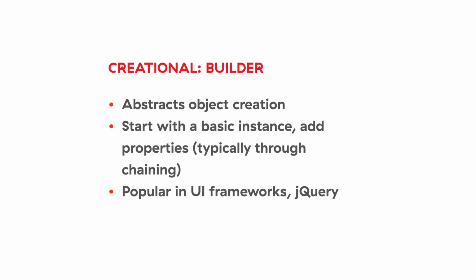And the third creational pattern I'll be talking about, and my favorite one of the lot, is the builder. So what does a builder do? It also abstracts over creation, makes it more simple. And you start with a basic instance. For example, you start with a model which just has some text. And then you use method chaining to attach some properties to it. And it's very popular in UI frameworks, in jQuery, and in other cases.